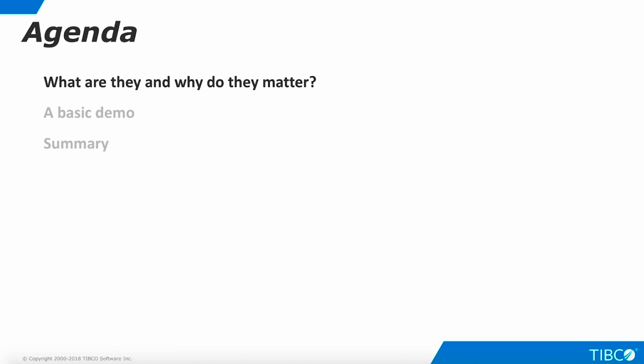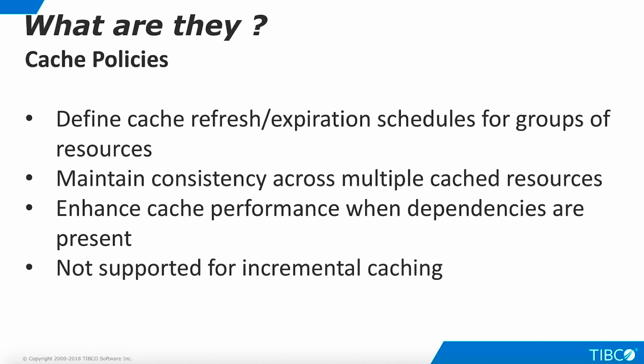Let's begin by discussing what cache policies are and why they are important for our customers. Cache policies specify cache refresh and expiration schedules for user-defined groups of cached resources. When data consistency is required across multiple cached resources, policies ensure that caches contain data that has been refreshed at the same time. In addition, if a refresh operation for one resource fails, all caches are rolled back to the last successful snapshot of data.